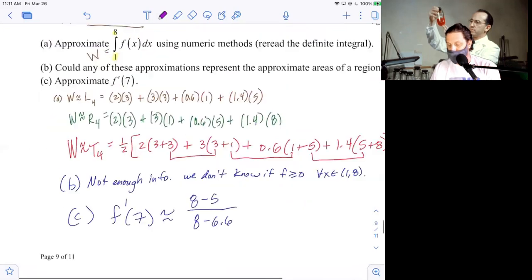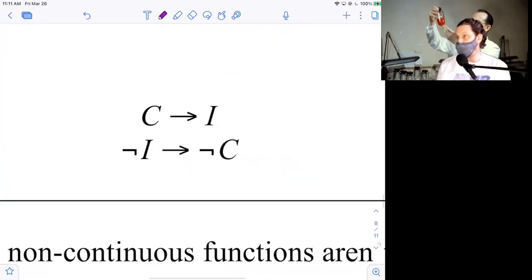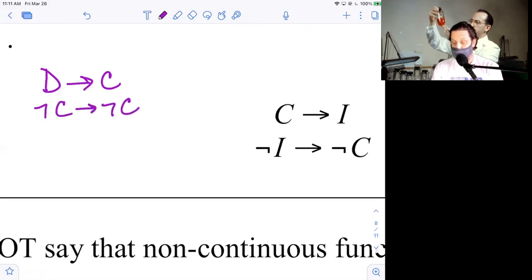The last thing that I threw into this section was this little theorem up here. If a function is continuous, then it's integrable, okay? We had the sister theorem earlier in the year. Differentiability implies continuity. Remember that? If a function is differentiable, the arrow means implies, then it's continuous. The contrapositive is also true. If it ain't continuous, then it ain't differentiable. Okay, that's what that means.